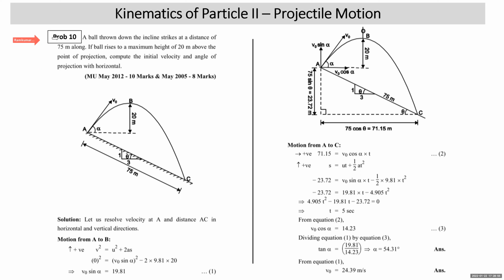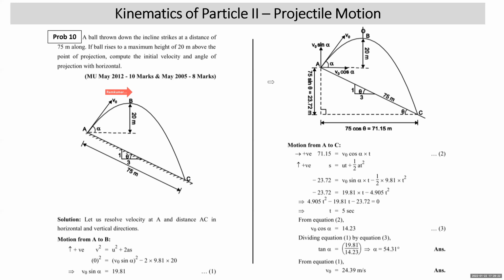Now, he has given that the projectile is being thrown from point A with velocity v0 at angle alpha. It rises to maximum elevation. That means at point B, the elevation is maximum, that is 20 meters. It is hitting the same sloping ground, which is 75 meters downward from A. The slope of the ground is defined by angle theta, as 1 in 3. The slope is given to you.